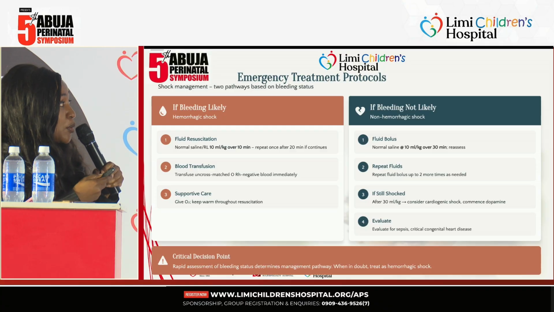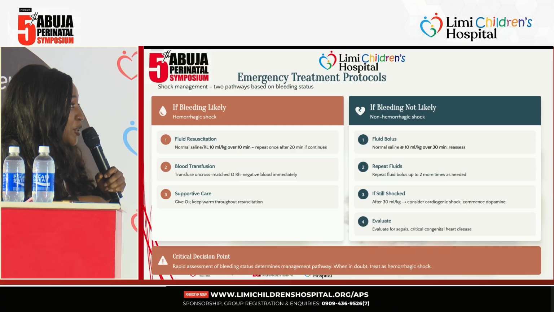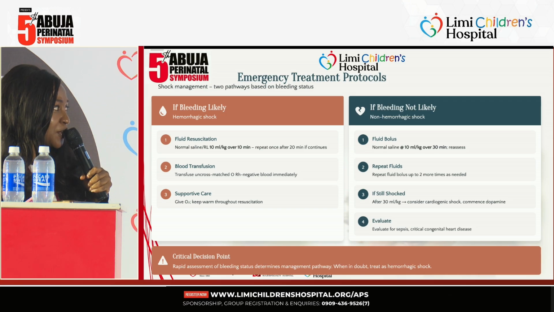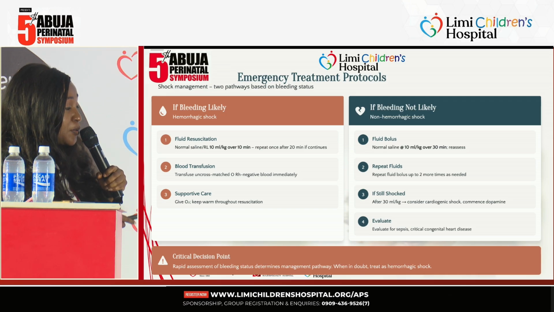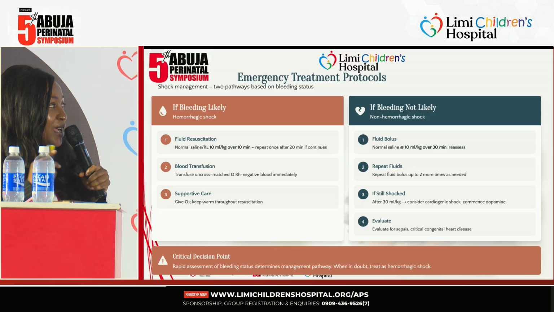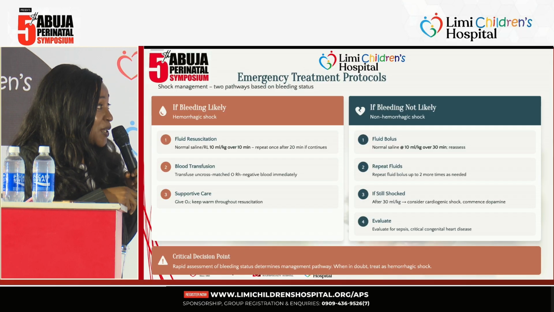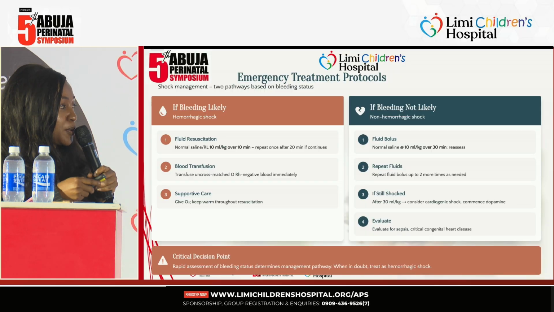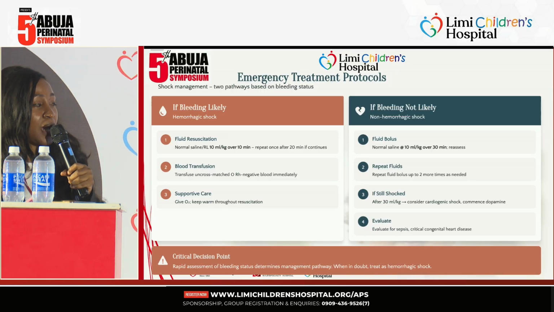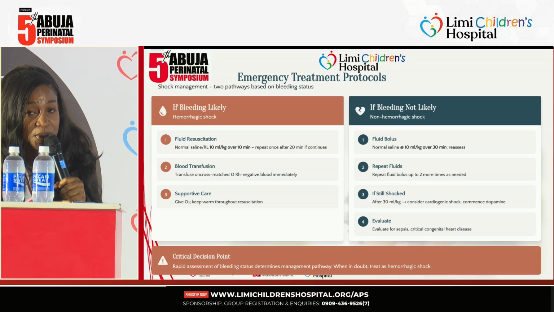Emergency treatment for bleeding. You have the hemorrhagic shock and the non-hemorrhagic shock. So this is how we manage fluid resuscitation. Remember, they are babies and they are not older children. So you give normal saline or Ringer's lactate at 10 ml per kg over 10 minutes, and monitor closely. It's not 20 to 30 ml per kg.